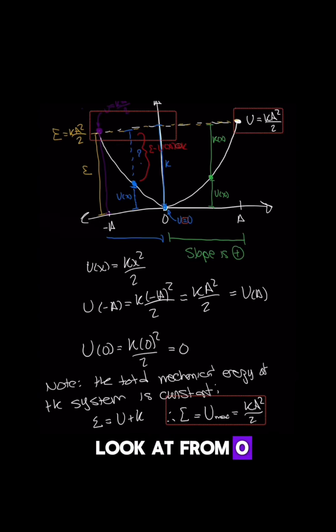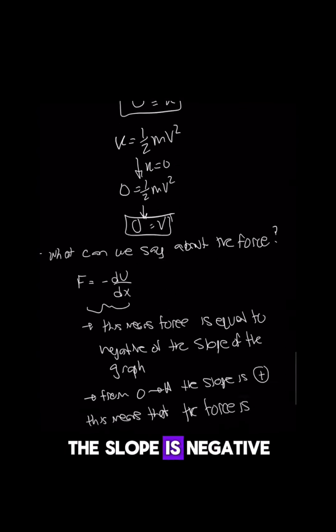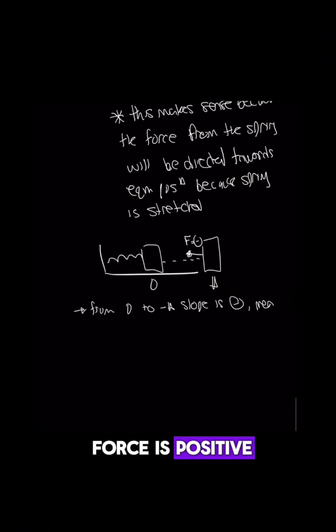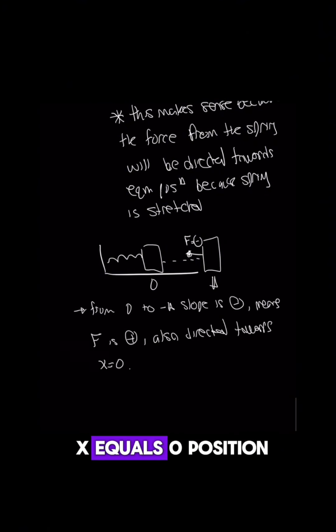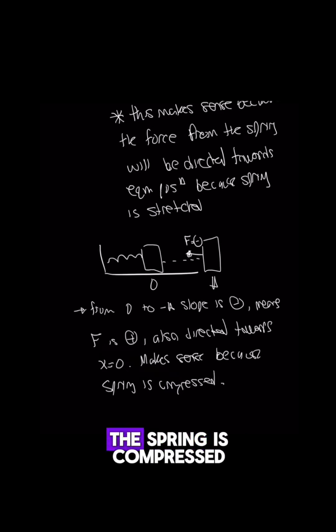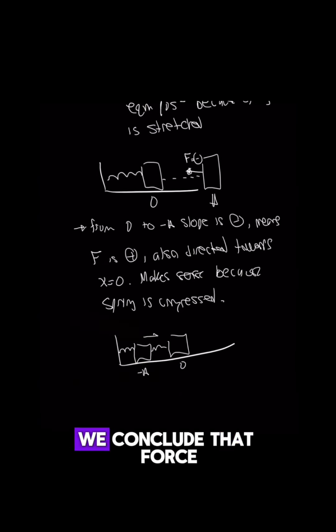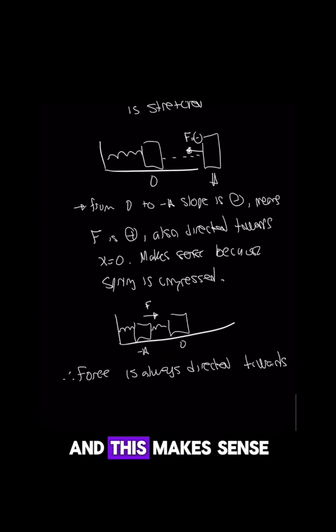And then if we look at it from 0 to -a on the graph here, the slope is negative. And the slope being negative means that the force is positive. That means that it's also directed towards the x equals 0 position at this point. And this makes sense because the spring is compressed from 0 to -a. Therefore, we conclude that force is always directed towards the origin. And this makes sense because it's a restoring force.